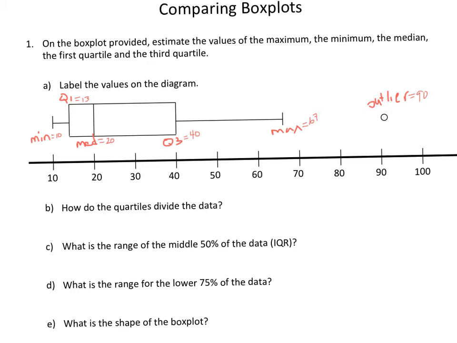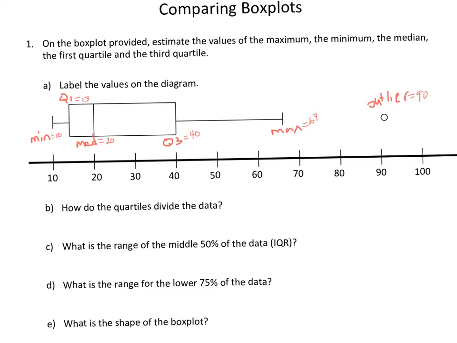So here are approximations. The minimum is around 10, the first quartile around 13, the median is 20, the third quartile about 40, the maximum 67, and the outlier about 90. Now, is it okay if you believe the maximum is around 66? Yes. If you approximated it to be 65, would that still be okay? It's a little dicey, but 67, 68, 66, any of those would be acceptable.